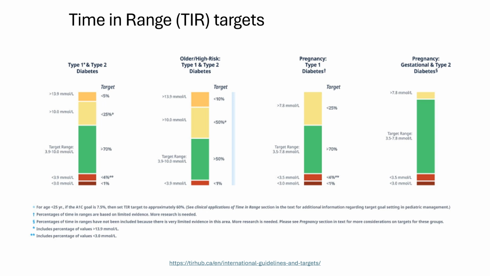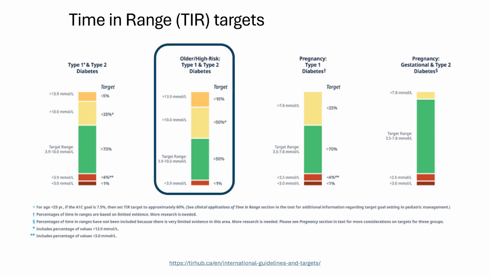Now I want to talk about time in range. So I mentioned before, time in range is this green area that's anywhere between no lower than 4 and no higher than 10. So that's the range that we want them to fall within. But there are acceptable targets for this. We don't expect people with diabetes to have perfect blood sugars. They have diabetes. They're probably not going to have perfect blood sugars. But in the older or high risk type 1 and type 2 diabetes population, we expect a little bit less in terms of time in range.